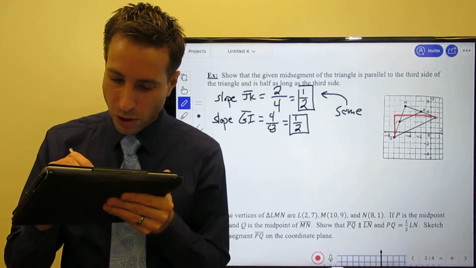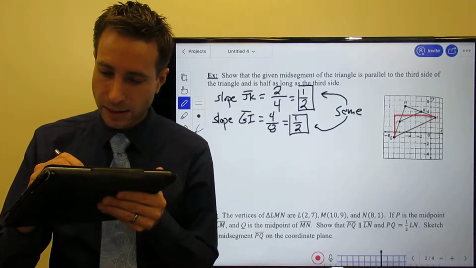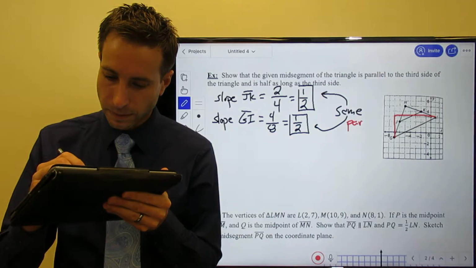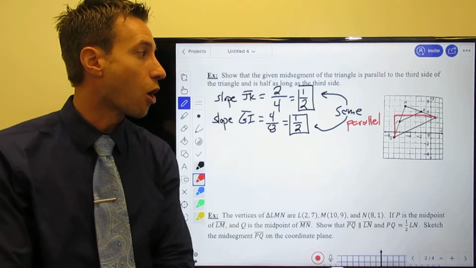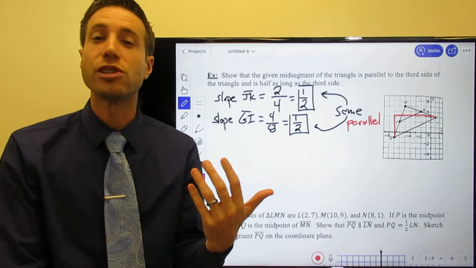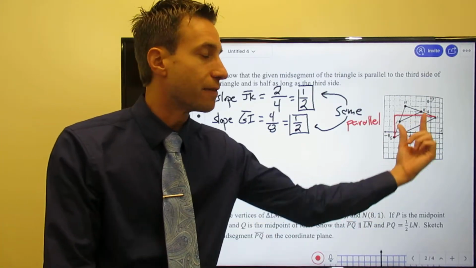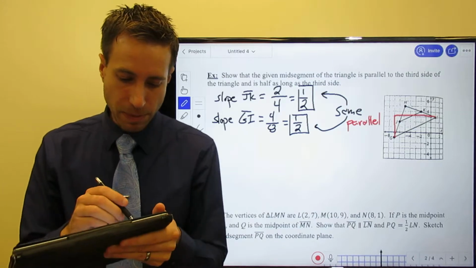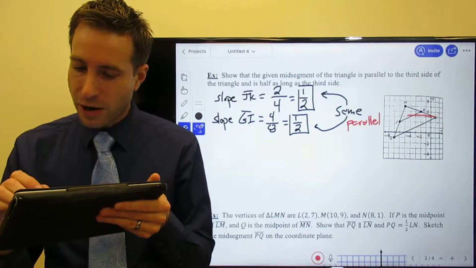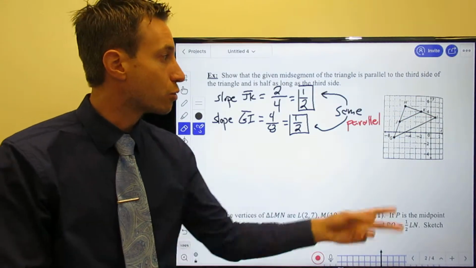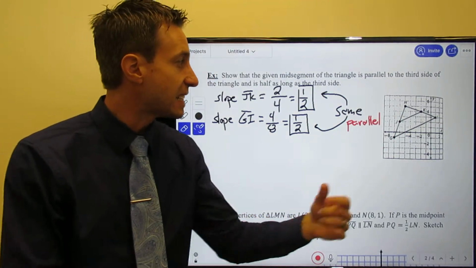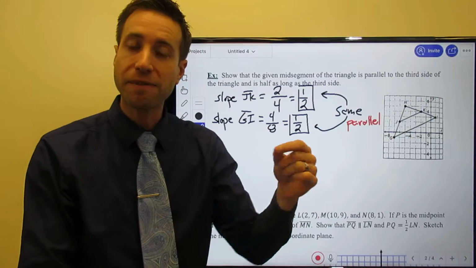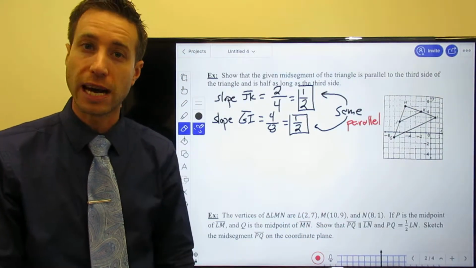If their slopes are the same, what does that tell us? It tells us that those lines are in fact parallel, which is exactly what we expected. If JK is a mid-segment, it has to be parallel. Okay, great. So that takes care of that part. We now know that those two lines are parallel. The next thing I wanted you to figure out is this: is JK half the length of GI?